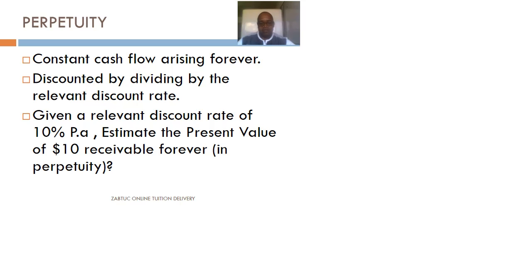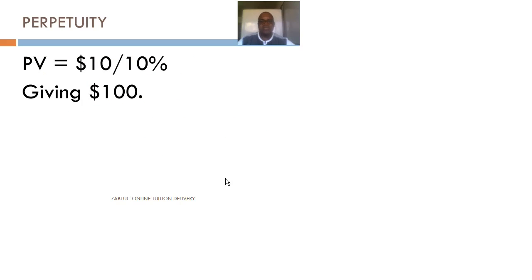Example. Given a relevant discount rate of 10%, estimate the present value of $10 receivable forever. So you have a perpetuity here of $10. How would you discount it because it will arise forever? The answer is you simply divide $10 by 10%, giving you $100. So the present value of $10 receivable forever at a 10% interest rate is $100.